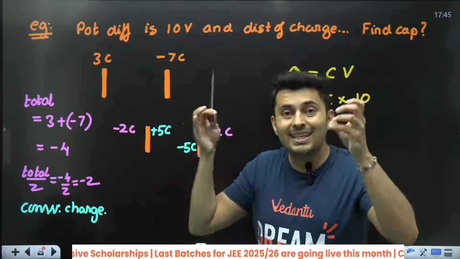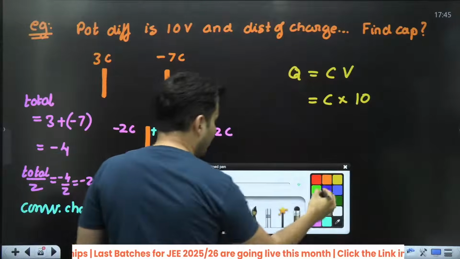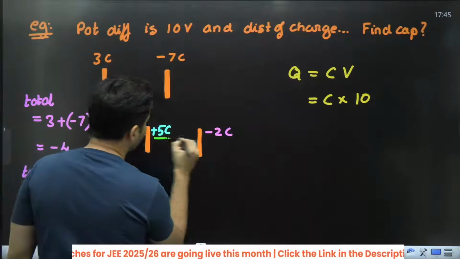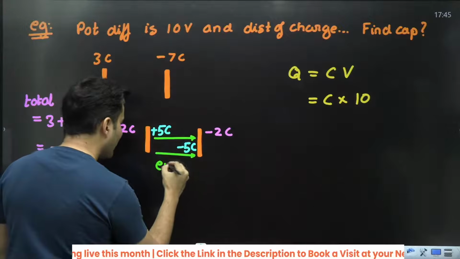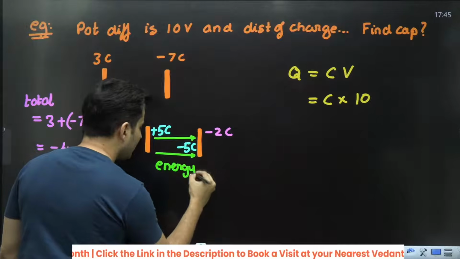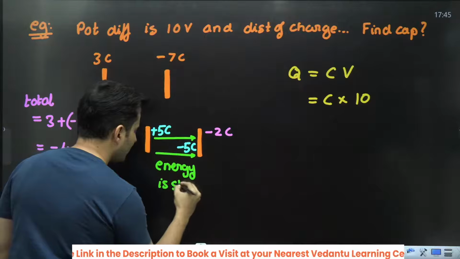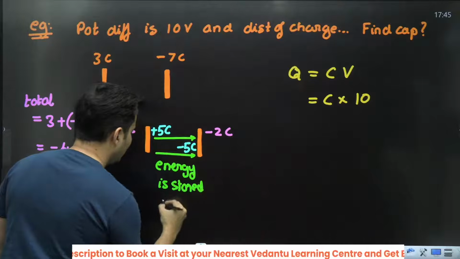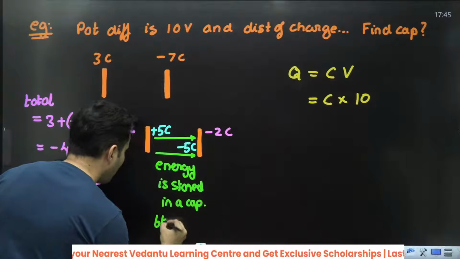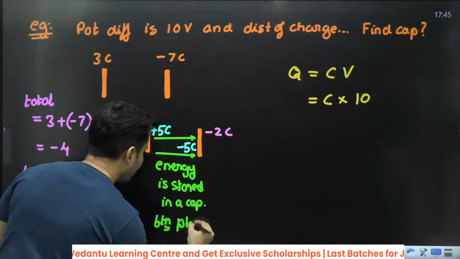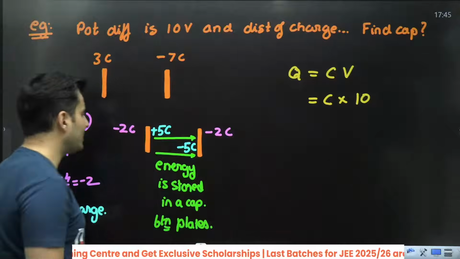The energy is stored inside the capacitor. In fact, the electric field, everything is stored over here. This is where the energy is stored in a capacitor, between the plates. So what charge do you consider?